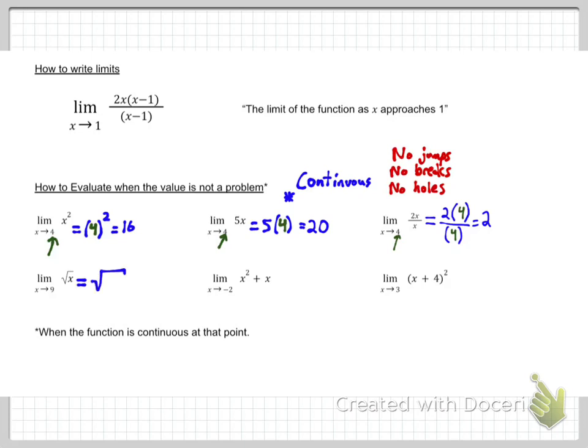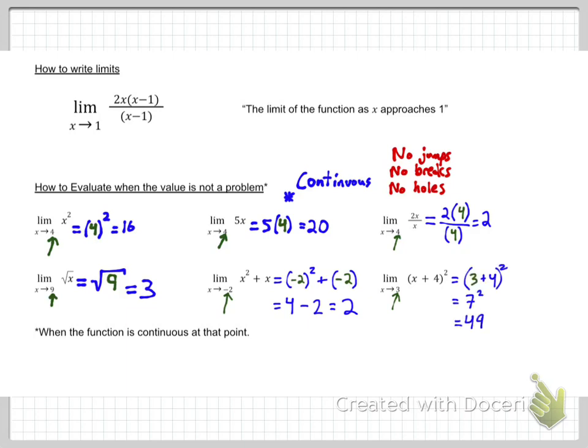Over here, there's a square root function. Notice you can't take a square root of a negative, but we're not trying to plug in a negative, we're trying to plug in 9. You can simply plug it in. So the limit as x approaches 9 of the square root of x is 3. And then for these last two, here we're approaching negative 2. You can also approach negative values. You plug in negative 2 and you get the y value of 2. And for this last one, the limit as x approaches 3 of that function, we'll simply plug in 3 and you get 49.